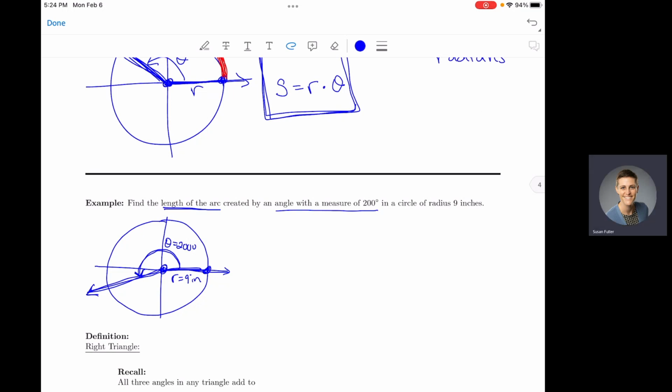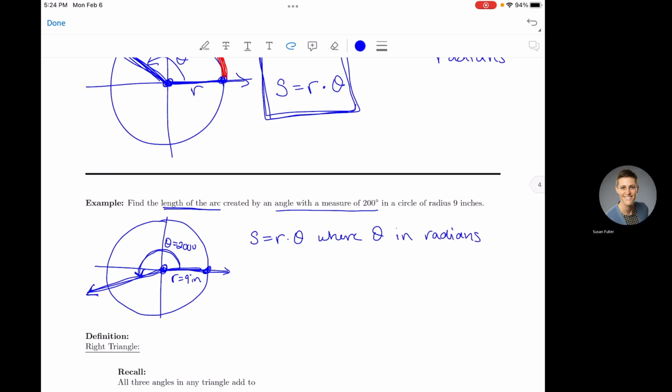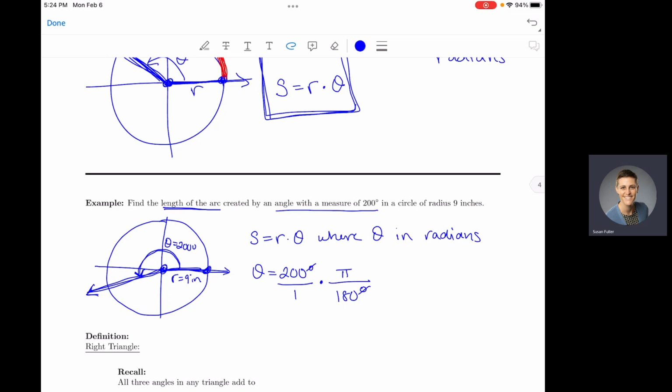That means I'm trying to solve for S. I know that S is going to be r times theta, but theta must be in radians in order to do that. But the angle I'm given is in degrees. So the first thing I have to do is convert our angle from degrees to radians. We have 200 degrees. To convert this to radians, I need to multiply by degrees on the bottom to cancel out those degrees, which means I'm going to multiply by pi on the top. So pi over 180 is what we'll multiply by to do this conversion.